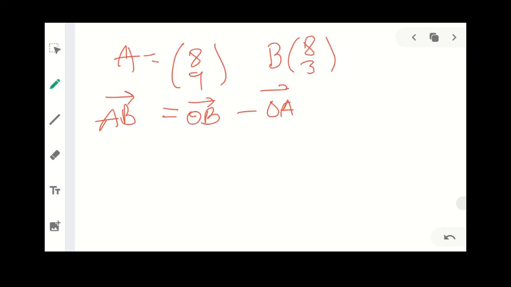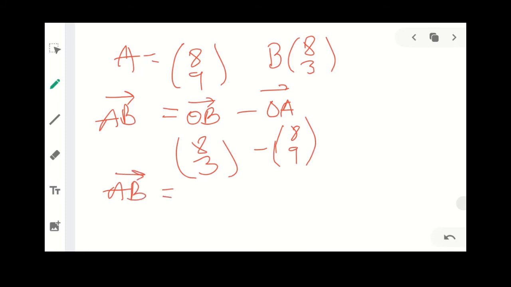So this is OB, 8, 3, minus OA, which is 8, 9. 8 minus 8 is 0, 3 minus 9 is negative 6. So we have vector AB equals 0, negative 6.